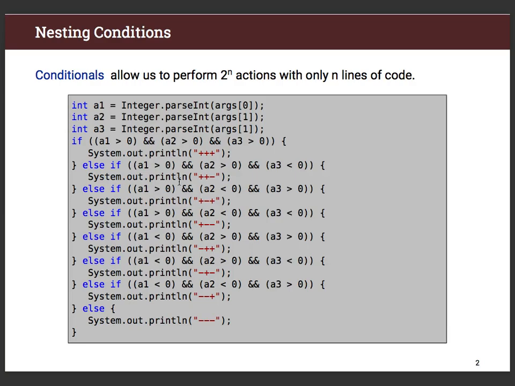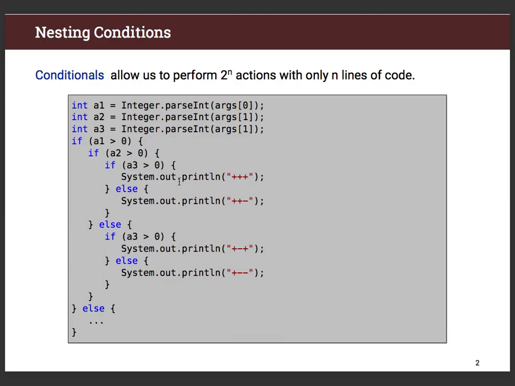And there's a clever way of doing it in this particular case. If I look at the variables one by one, I can do something a little clever. I can say, if A1 is positive, I'm going to print at least 1 plus. So let's handle that one case and look at A2. If A2 is positive, I'm going to print 2 pluses. So let's look at that one case. There are only 2 options. A3 is positive or negative. So I did plus plus plus, plus plus minus. And then this else is for A2 being negative.